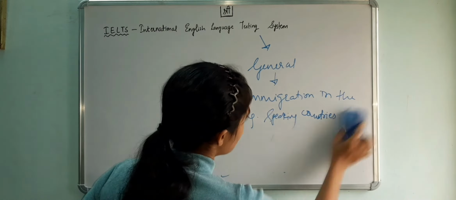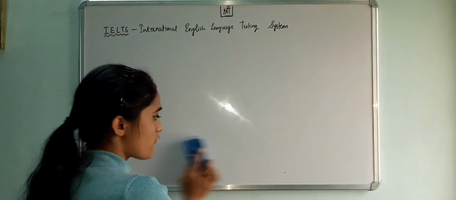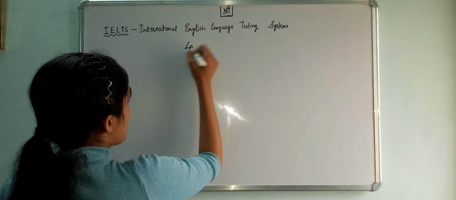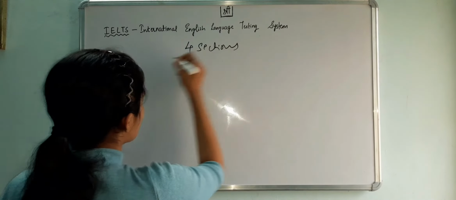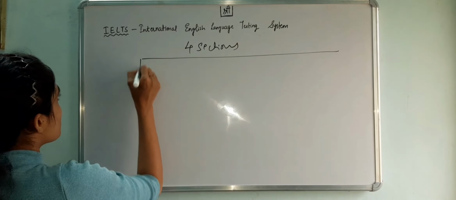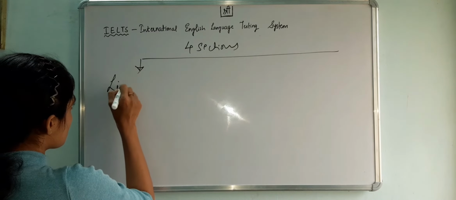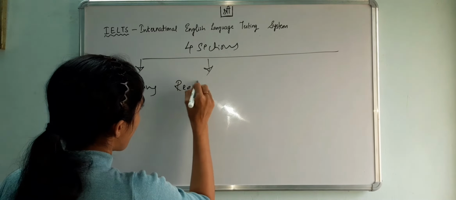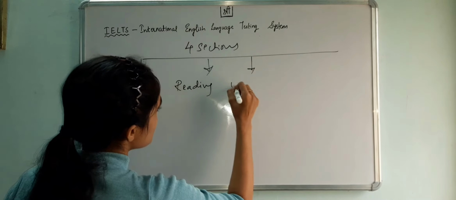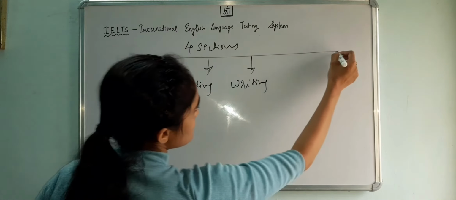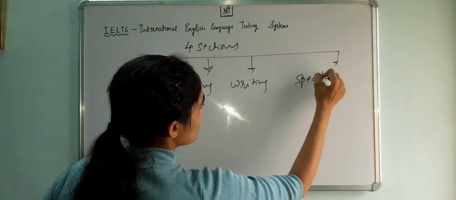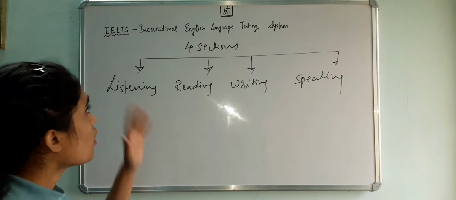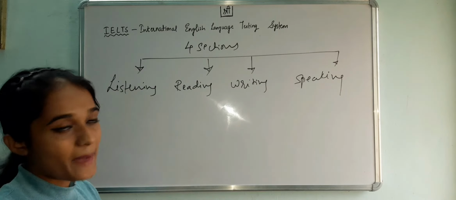Basically, the academic exam has 4 sections. The 4 sections are: first is listening, then comes reading, writing, and speaking. So basically there are 4 sections, and all these sections equally have a band score of 9.